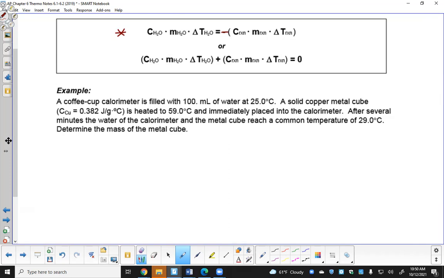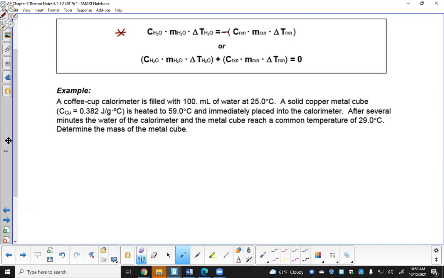Let's take a look at this coffee cup calorimeter one where there's a little bit more to solve. We've got a coffee cup calorimeter. It's filled with 100 milliliters of water at 25 degrees Celsius. A solid metal cube is heated to 59 degrees Celsius and immediately placed into the calorimeter. After several minutes, the temperature of the calorimeter and the cube reach a common temperature of 29 degrees Celsius. We call that thermal equilibrium because the temperature of everything is the same. No heat is being transferred at that point. And we want to determine the mass of the cube.